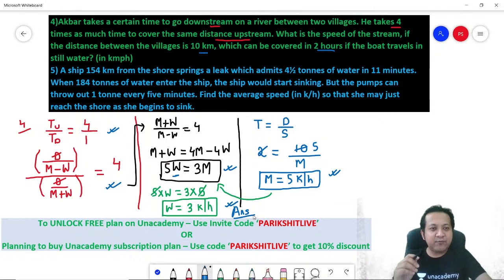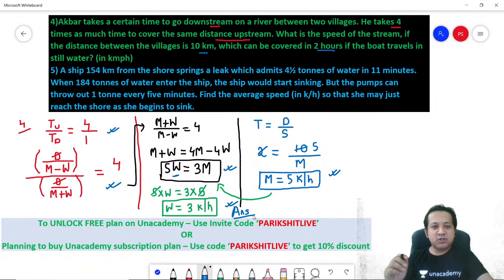A ship 154 kilometers from the shore springs a leak which admits 4.5 tons of water in 11 minutes. When 184 tons of water enter, the ship would start sinking. But the pumps can throw out 1 ton every 5 minutes. Find the average speed so that she may just reach the shore as she begins to sink.